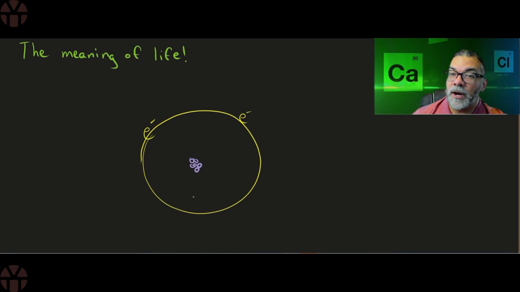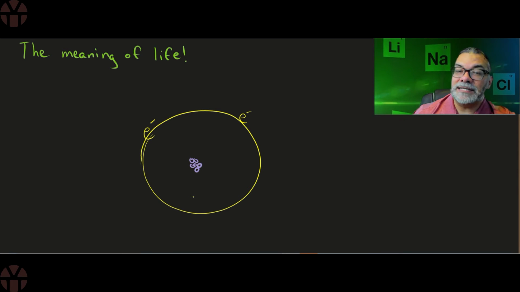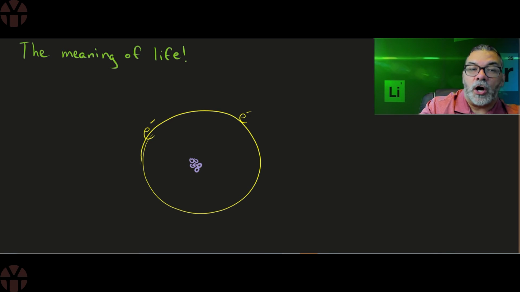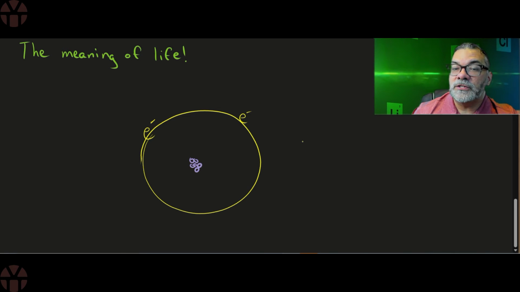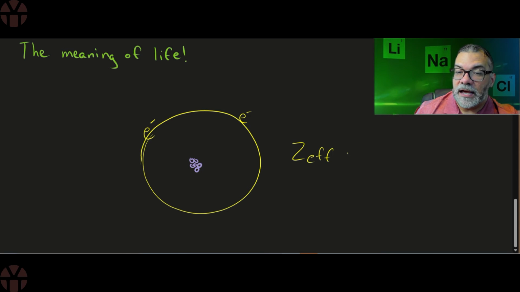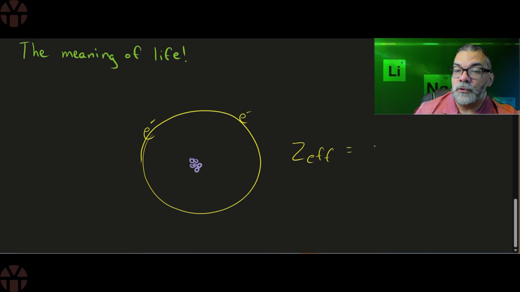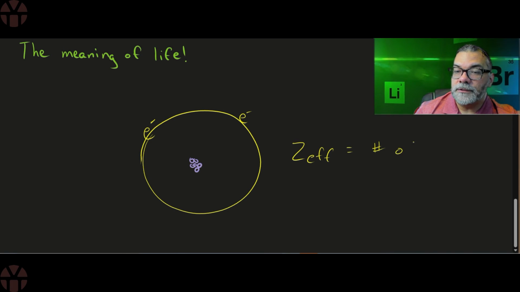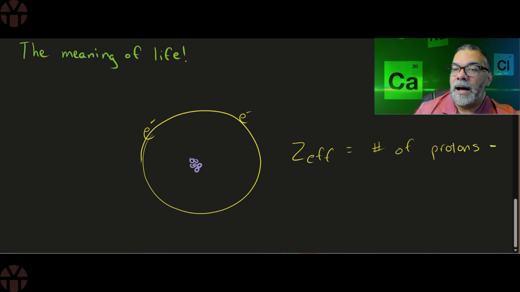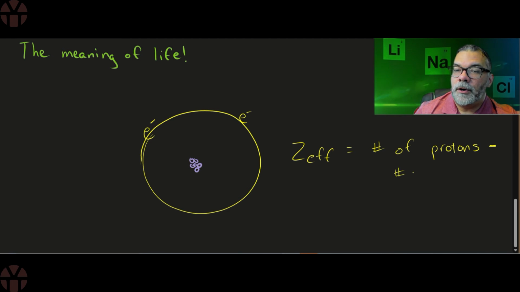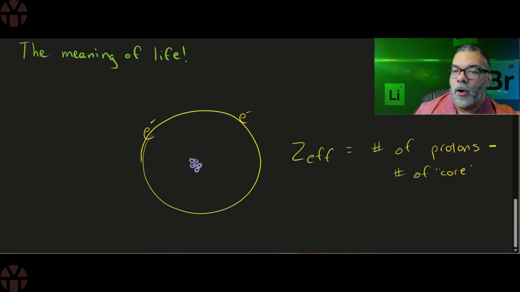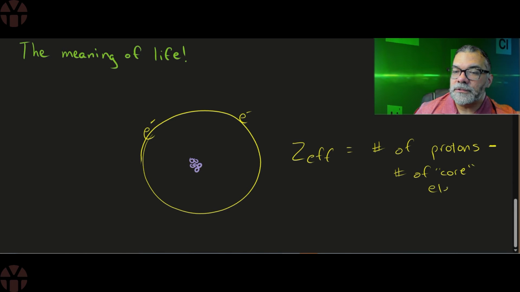And the reason why it's doing that is because as I go across the periodic table, my effective nuclear charge increases. And the way that we can solve for it is we say that the effective nuclear charge, the Zeff, is equal to the number of protons minus the number of core, and this is important, core electrons.